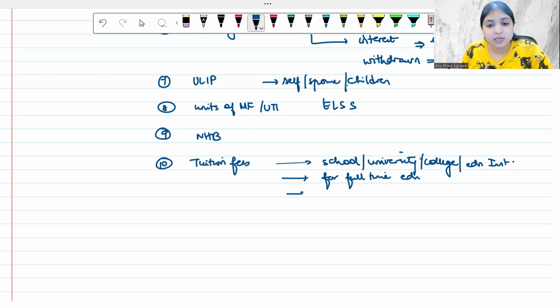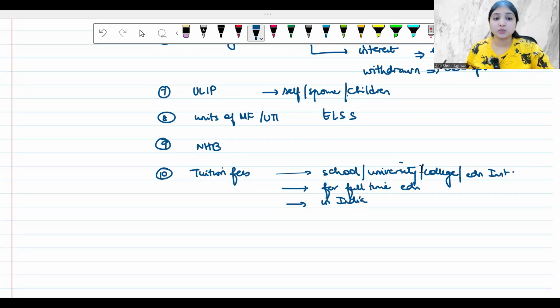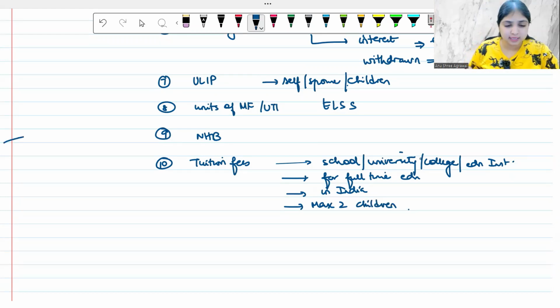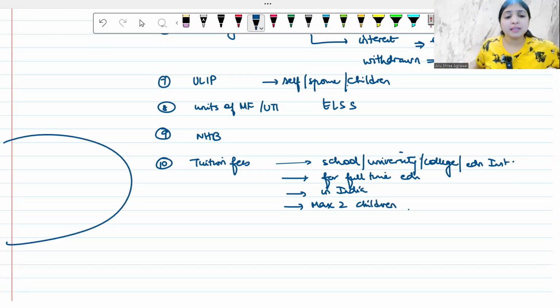Where is the education happening? The education is happening in India. School, university, educational institute for full-time education in India for maximum 2 children. This will also be allowed under section 80C. For a moment, let's stop over here and tell me, where else do you have this 2 children limit?